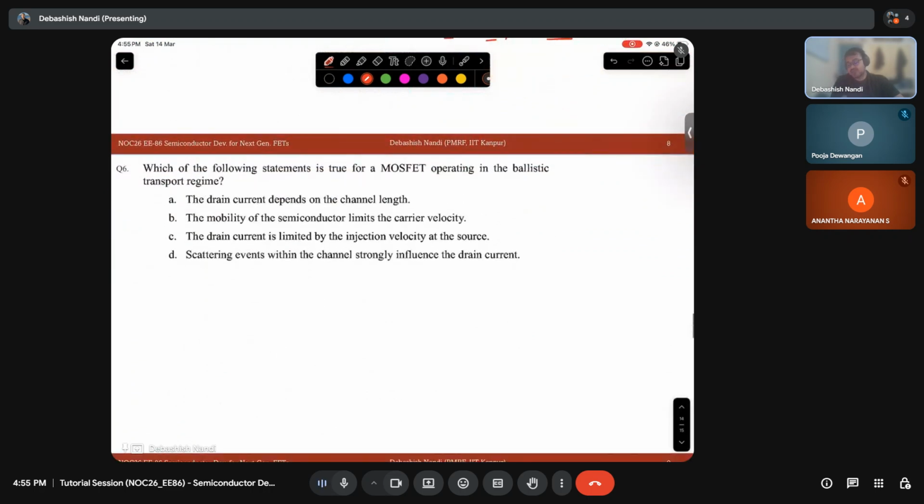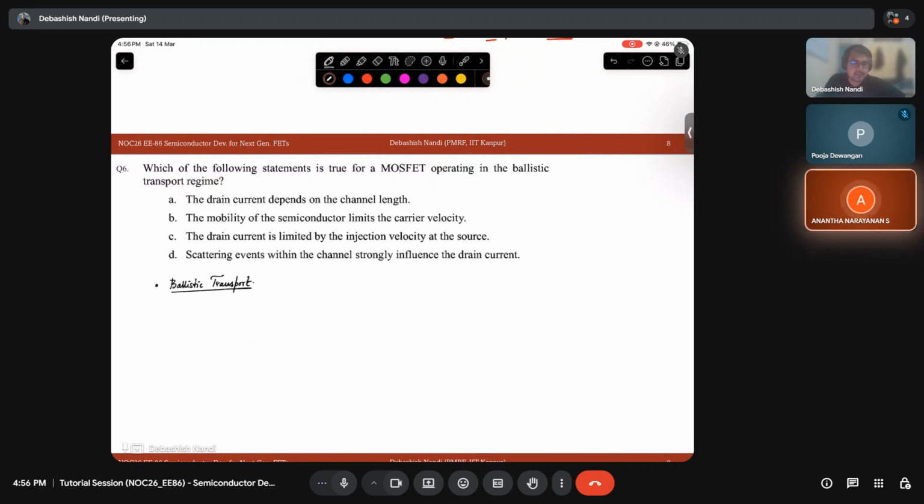Okay. So which of the following statements is true for a MOSFET operating in the ballistic transport regime? What is ballistic transport? Any idea? So, how does an electron move from source to drain? By undergoing multiple collisions, right, sir? Multiple collisions, right?